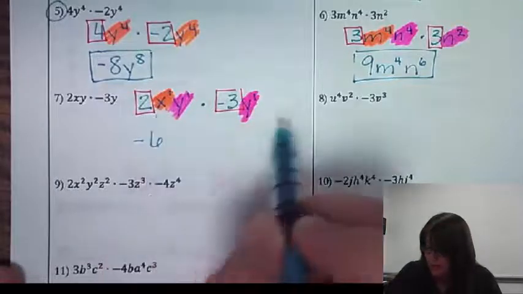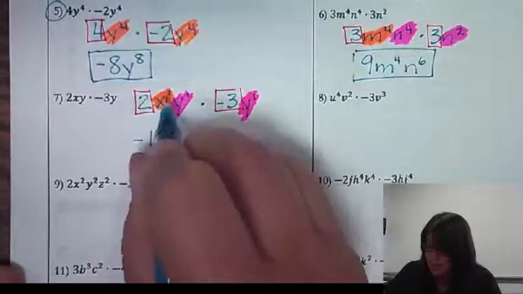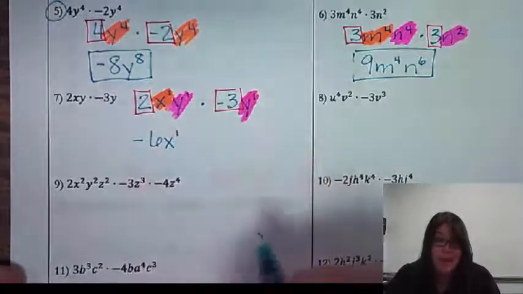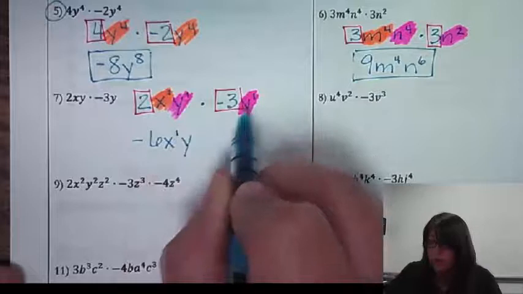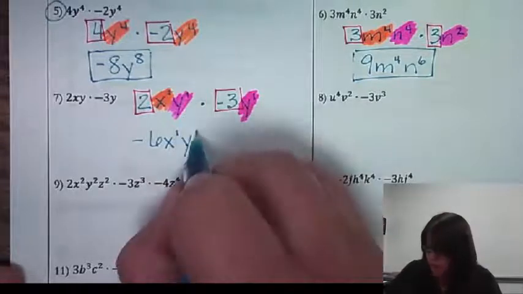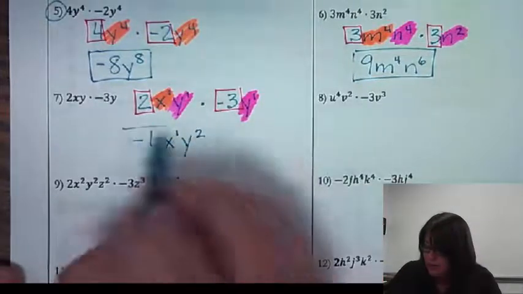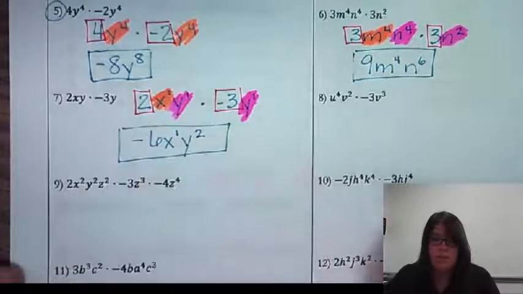X, well, there aren't any other X's, so the base stays the same, and the exponent will stay the same as well, because there's nothing to add to it. For my Y base, I have a 1 and a 1. Well, 1 plus 1 is 2, so my new exponent will be 2. -6, X to the 1, Y to the 2.